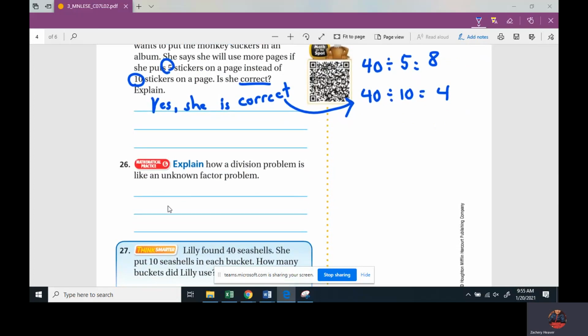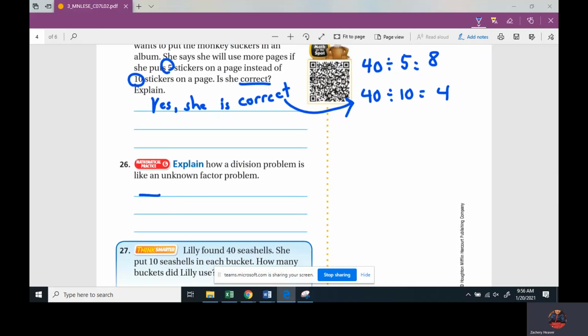The next one, the 2 more questions. It says, explain how a division problem is like an unknown factor problem. Jack, what's a factor again? Multiplying. A factor is how you multiply in multiplication. Right. So instead of using words, I want to use numbers because I think numbers are easier to see. So let's try this problem.